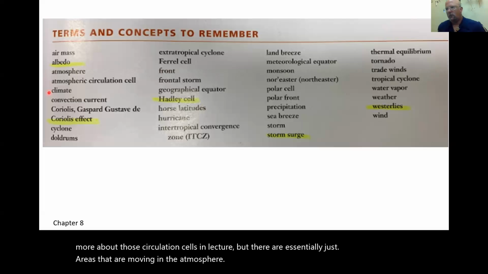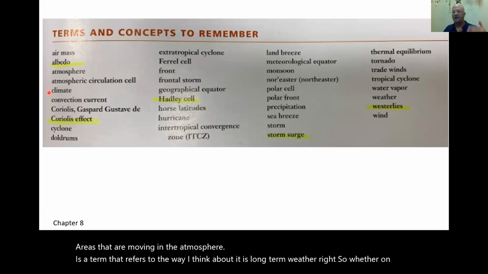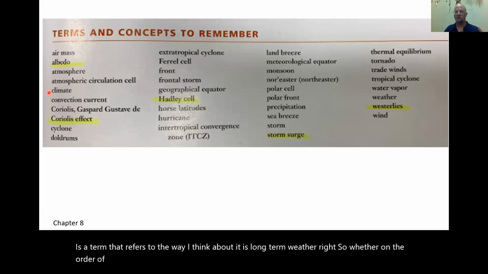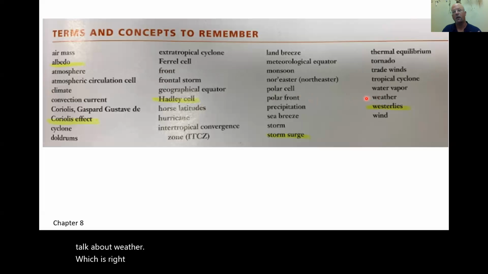Climate is a term that refers to, the way I think about it is long-term weather, right? So weather on the order of tens to thousands of years, hundreds of thousands, millions of years. So when we talk about the climate of Earth, we're talking about a very long time period. When we talk about weather, which is right here, I'll go ahead and do weather, is short term, today, tomorrow, yesterday, right? Very short term.